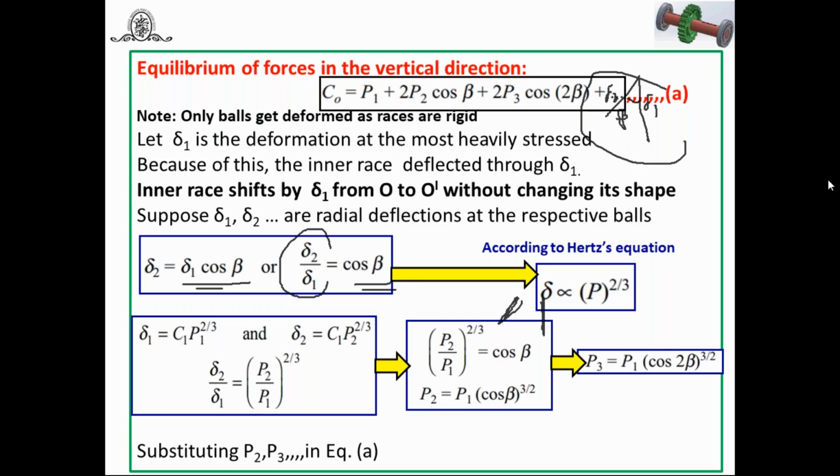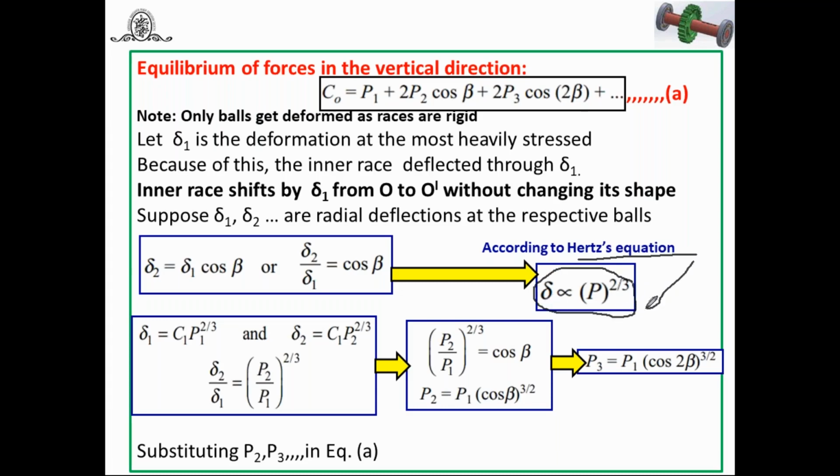Again here, according to the Hertz equation, this deflection is directly proportional to P raised to 2 by 3. It's the Hertz equation. Try to understand. We are using this Hertz equation here. In many books, it's available for ball bearings. How much deformation is possible in terms of actual deformation? We are taking this as delta 1. The delta is directly proportional to P raised to 2 by 3.